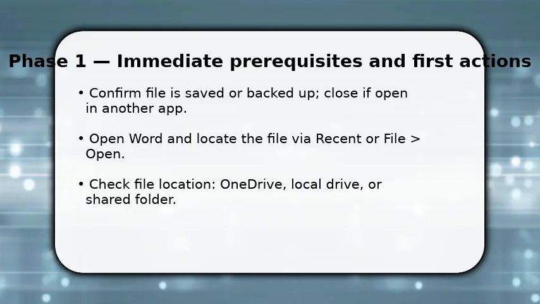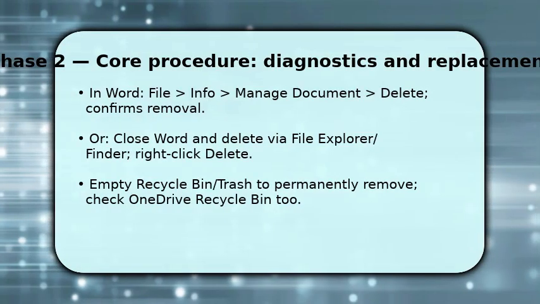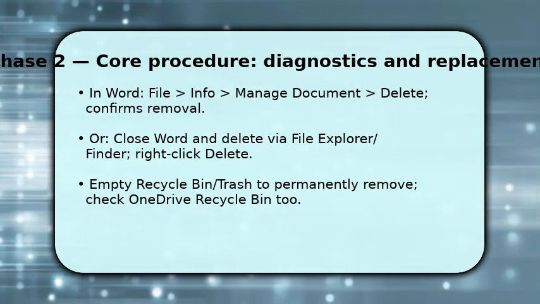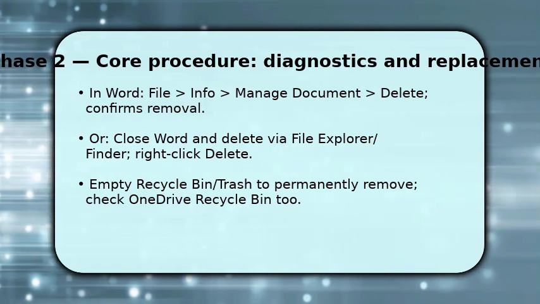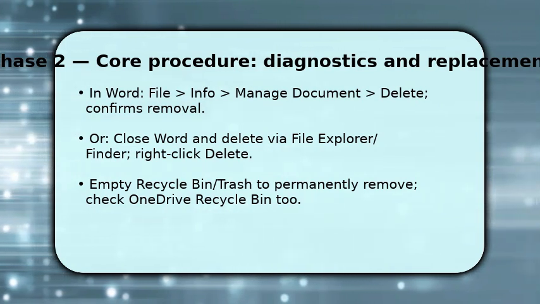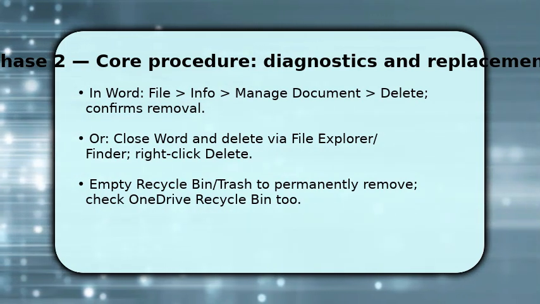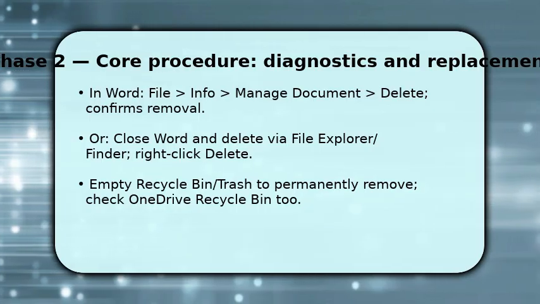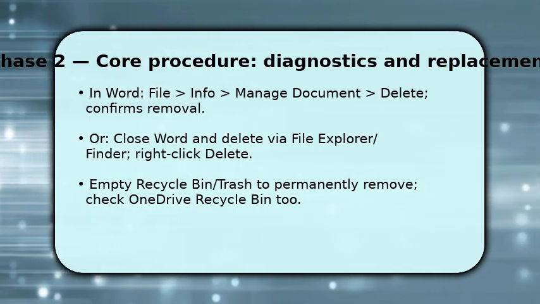Now, select the file to act on it. You can delete from within Word. Go to File, Info, choose Manage Document and pick Delete. Word confirms and removes it. Alternatively, close Word and use File Explorer or Finder. Locate the file, right-click and choose Delete or Move to Trash.